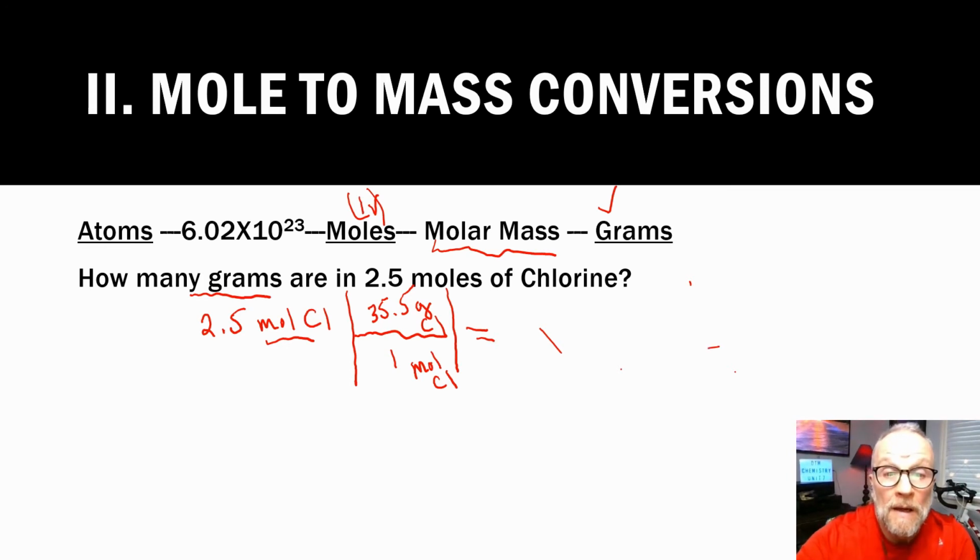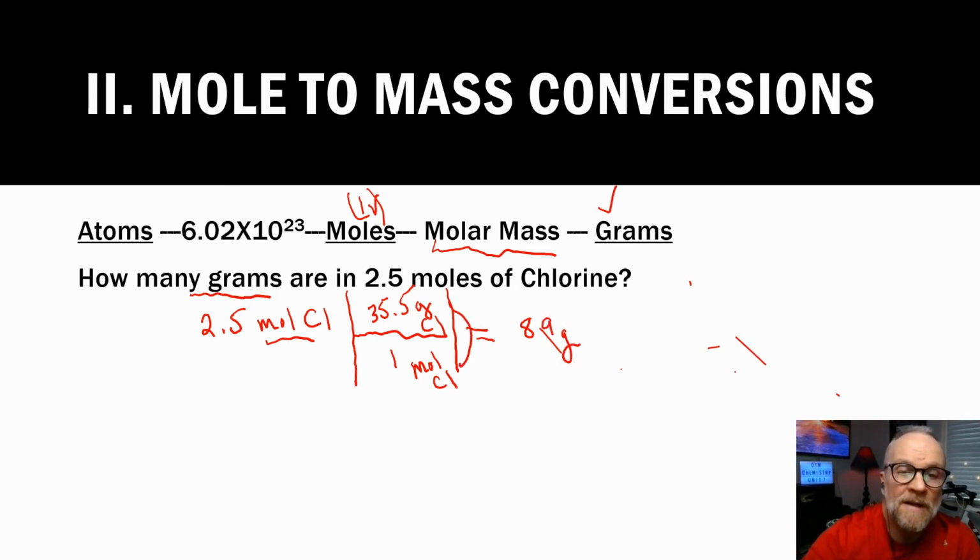7.5, and we'll just say 89 grams. Okay, so we're going to say that this is an exact conversion here. Our conversion factor, we have 2 significant figures here, so we'll have 2 in our answer. Grams of what? Grams of chlorine. Okay, very good.